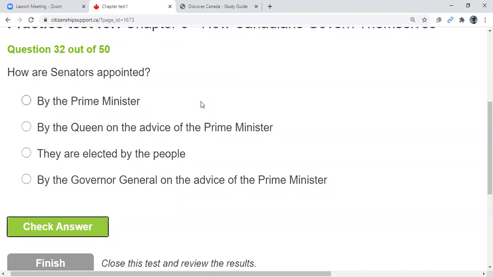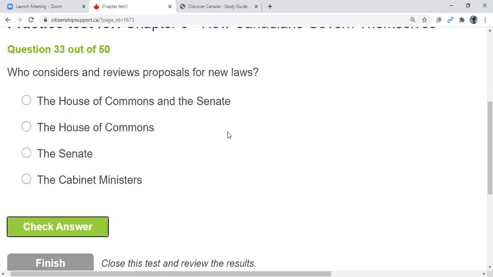Number 4. Good. By the Governor General on the advice of the Prime Minister. Very good. And then Zaniba, could you do this one? Who considers or refuses a new law? The House of Commons and the Senate.